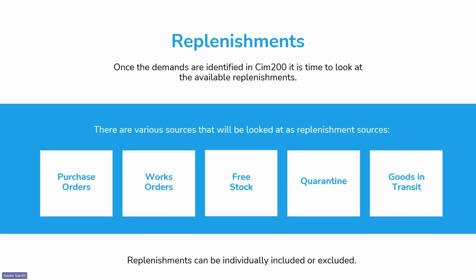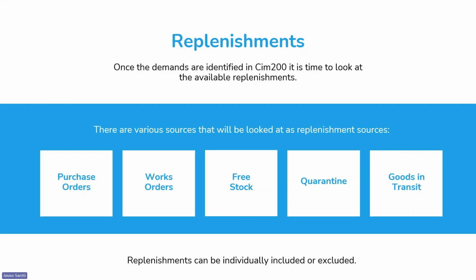But then sometimes you might find an item where maybe the box is damaged. You don't know whether it's actually fit for purpose anymore. You can place it into quarantine, but you place it in a quarantine location that will be excluded from replenishment. So you count that stock as not being available. So stock is there, but it's in a location that will be ignored by Cim200 planning. So that will then not be considered as a replenishment. So you have all of those options available to you.